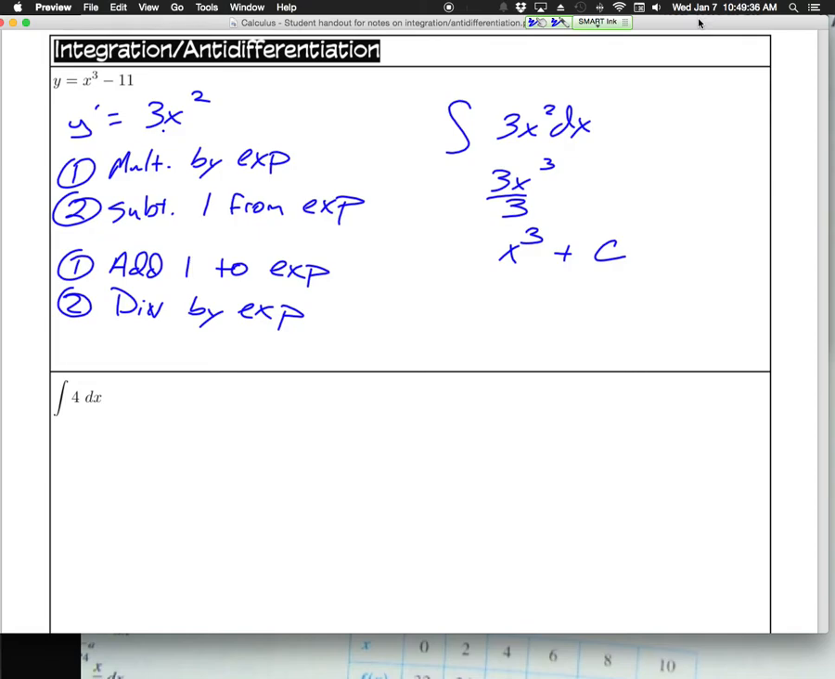Now, what is something I can always do to my antiderivative to see if I got it right? Check it. How am I going to check it? Find the derivative. If I take the derivative of this, it should always end up back at what's inside of my integral. So the derivative of x cubed is 3x squared, and the derivative of the constant is 0. So you can always take the derivative to see if you did it correctly. Okay?